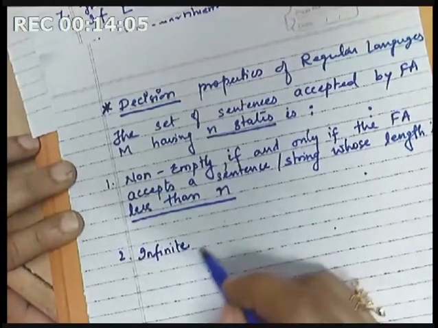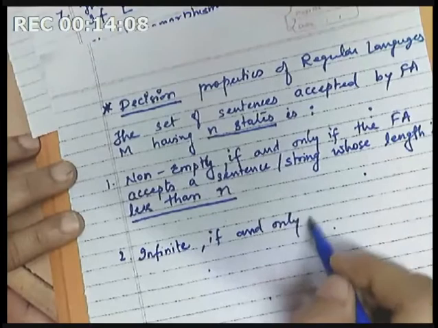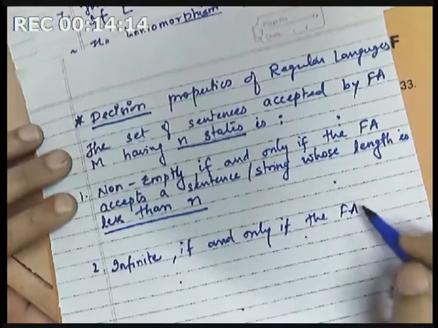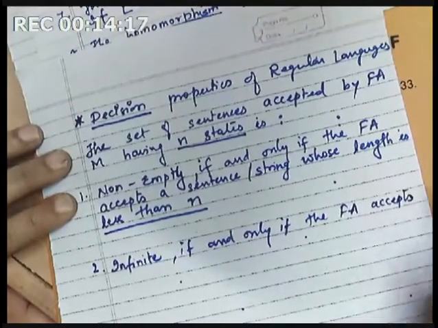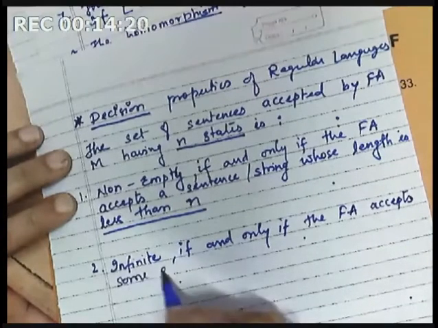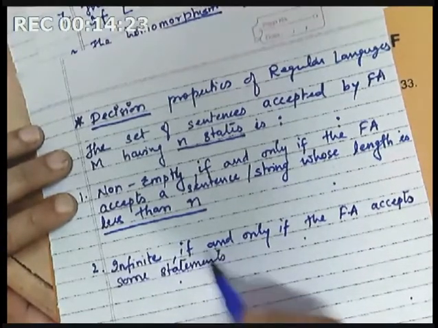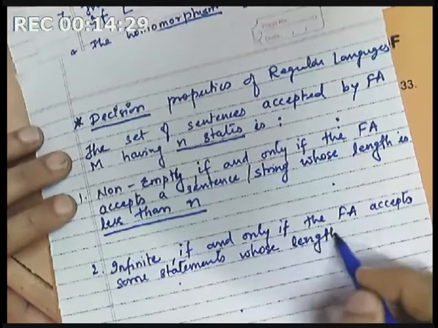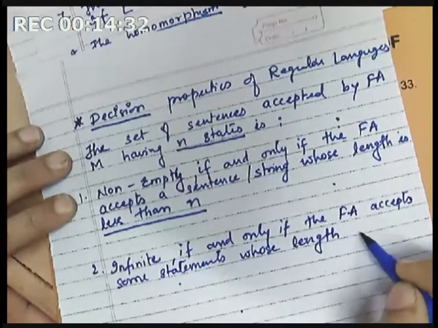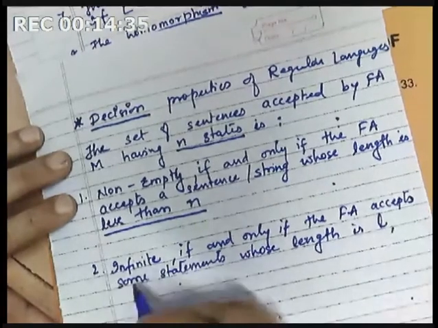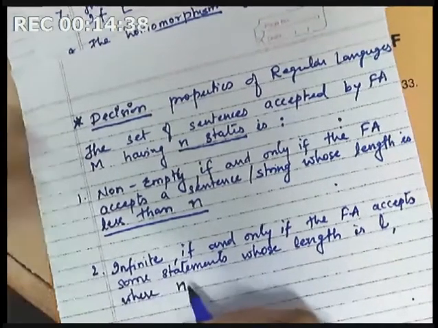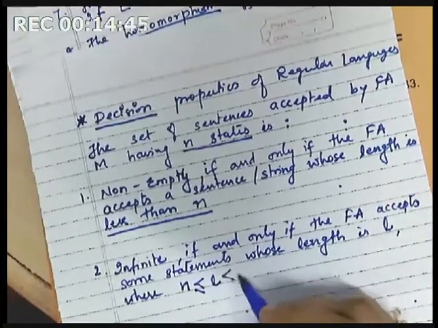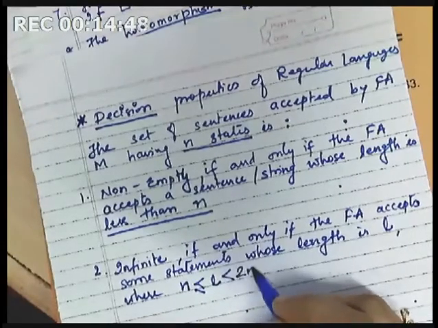So the language is infinite if and only if the FA accepts some strings whose length is L, where n is less than or equal to L, less than 2n.